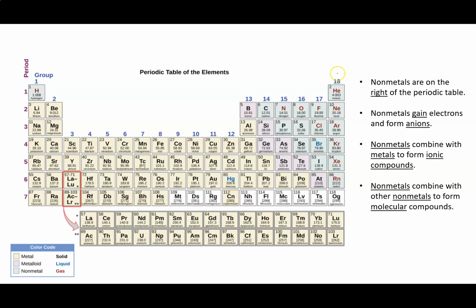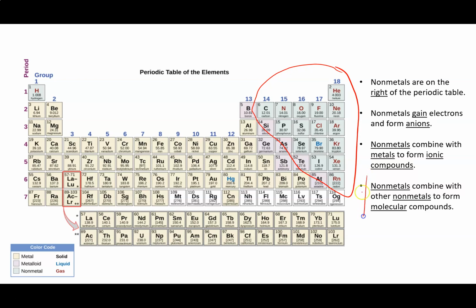Now, non-metals are fewer on the periodic table. They're indicated here in this greenish color. And non-metals have the tendency to form anions, that is, they like to gain electrons. And so when non-metals combine with metals, they form ionic compounds. The metals will be present as cations, the non-metals will be present as anions.